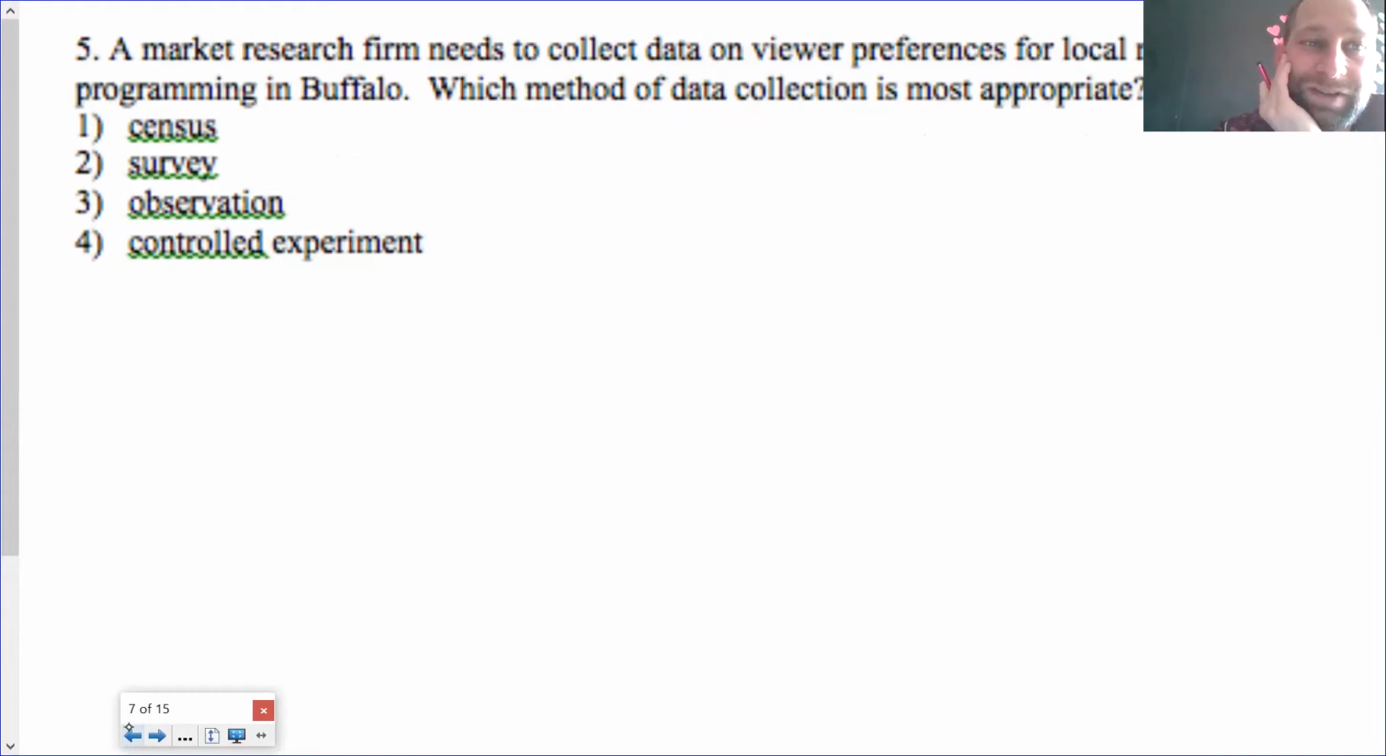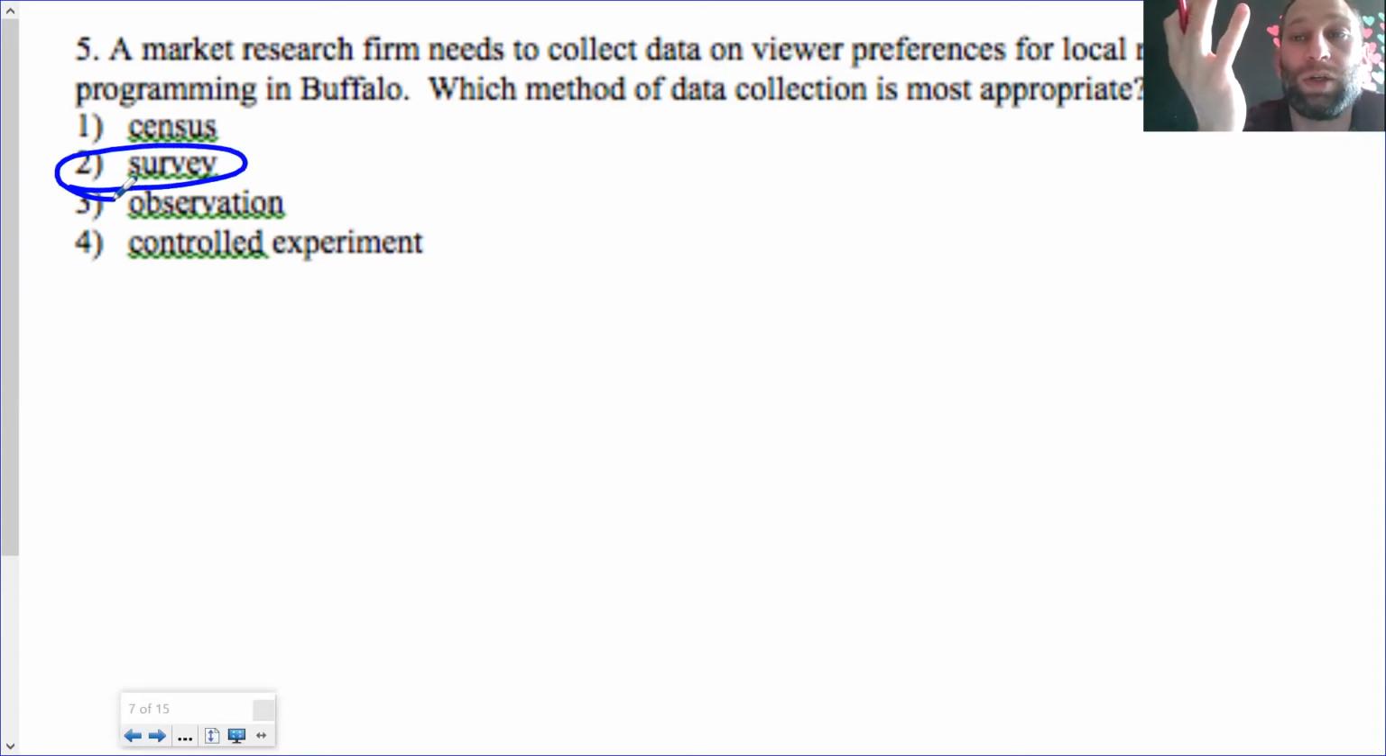Okay, now that you tried 5 and 6 on your own, a market research firm needs to collect data on viewer preferences for local news programming in Buffalo. Which method of data collection is most appropriate? Well, if you want to know what viewers prefer, you kind of have to ask them. Survey. A census would not be practical because how in the world are you going to ask every single person in Buffalo what type of local news they want? Survey would definitely be the most appropriate there.